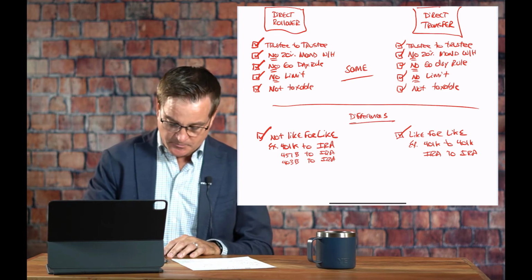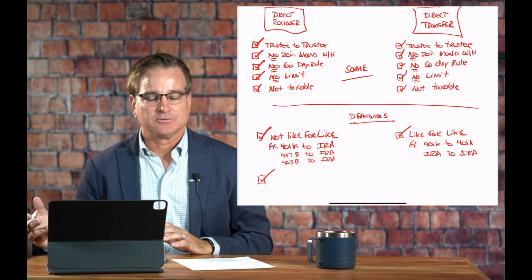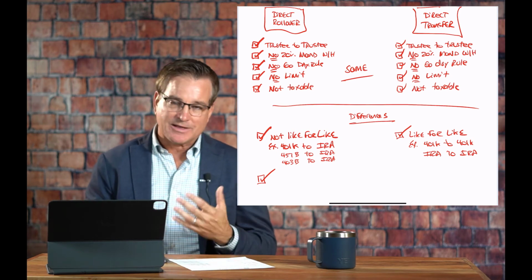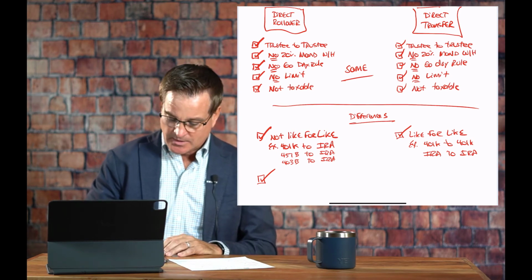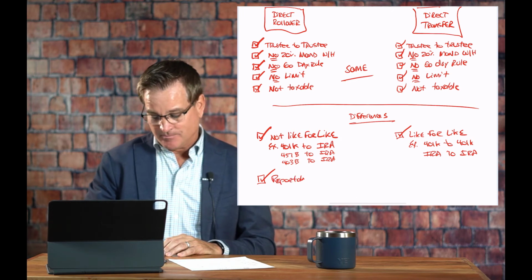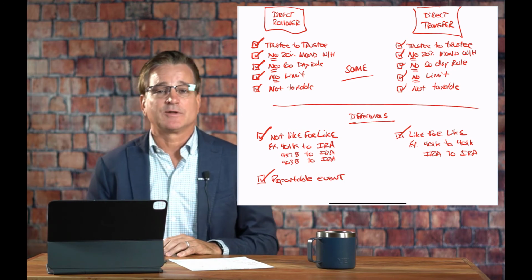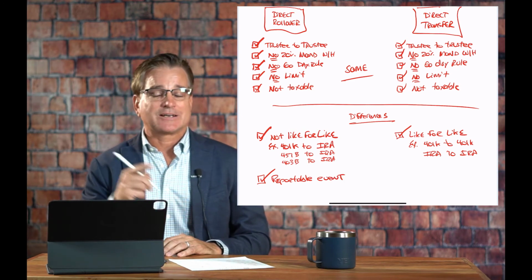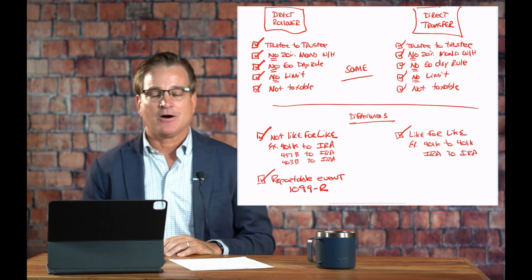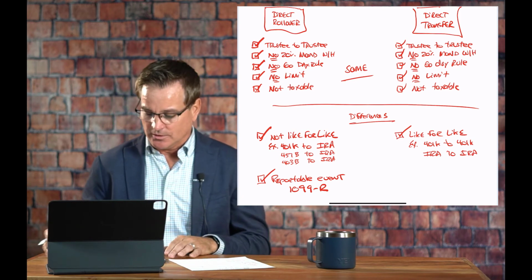Another difference is, remember I mentioned they're not taxable. Neither of these are taxable. That's something that's in common. However, with a direct rollover, it is a reportable event. So again, the trustee will report that direct rollover, and that is going to be reported with a 1099-R. It's not a taxable event, but it is a reportable event.